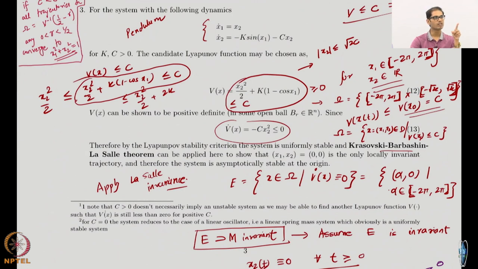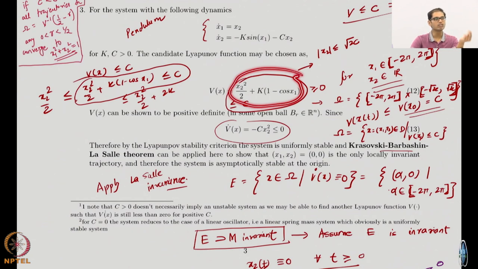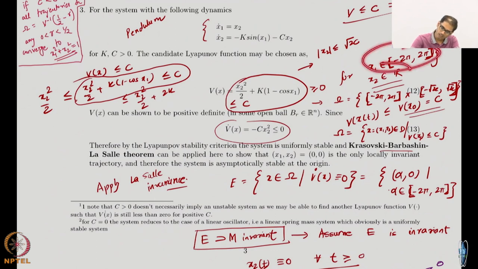Yes, because this function will not be 0 anywhere but at 0, 0. The problem with the larger range is that 2 pi is included. Then it is not positive definite. But if 2 pi is not included, so minus pi to pi, then x1 equal to 0 is the only point where this can become 0. Yeah, x1, x2 equal to 0. Nowhere else. So the only difference is in the domain. So it will become minus pi to pi cross R.